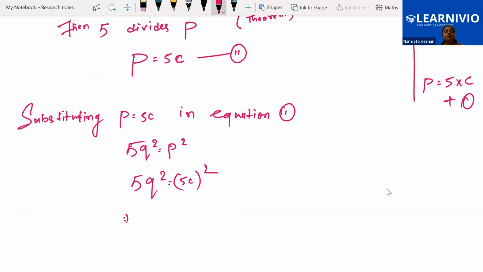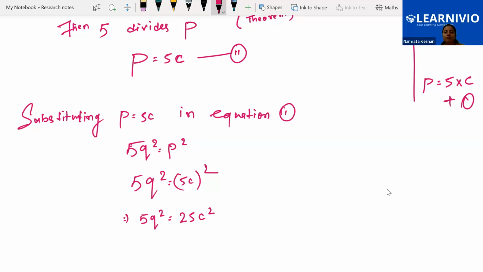It will become... what are we going to have as a next step just after doing the simplification? 5Q square is equal to what? 25C square. 25C square.